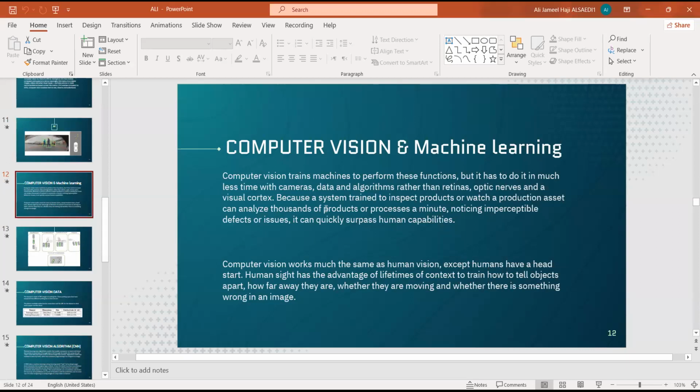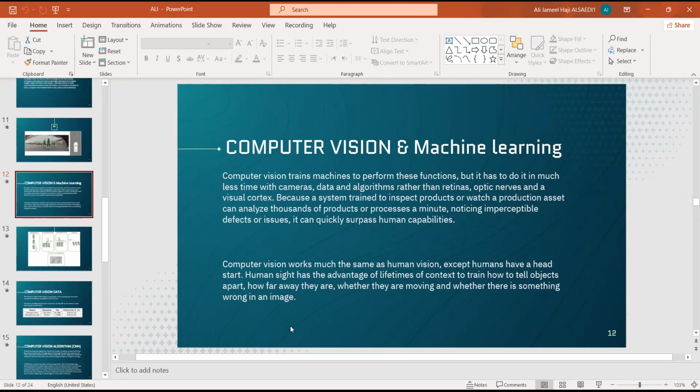Computer vision and machine learning. Computer vision trains machines to perform these functions, but it has to do it in much less time, with cameras, data, and algorithms rather than retinas, optic nerves, and a visual cortex. Because a system trained to inspect products or watch a production asset can analyze thousands of products or processes a minute, noticing imperceptible defects or issues, it can quickly surpass human capabilities.